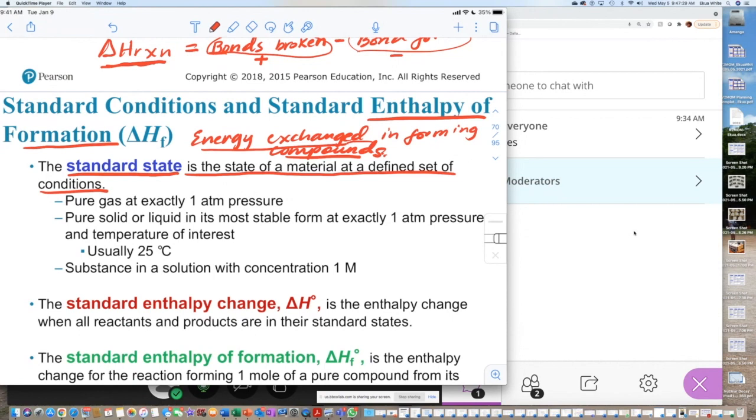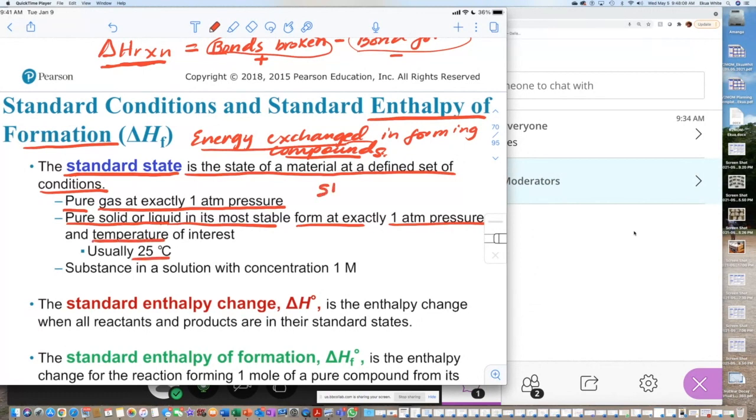That kind of, there's accountability there, legitimacy, and things like that. So to make sure everybody has the same results for the same experiment, have standard states. So for standard states, if you're working with a pure gas, you want to make sure the gas is at exactly 1 atmospheric pressure. If the compound or the product you're dealing with is a gas, it has to be at 1 atmosphere pressure. If you're dealing with a pure solid or liquid, make sure it is in its most stable state form at exactly also 1 atmosphere pressure. And then the temperature usually is kept at 25 degrees Celsius.